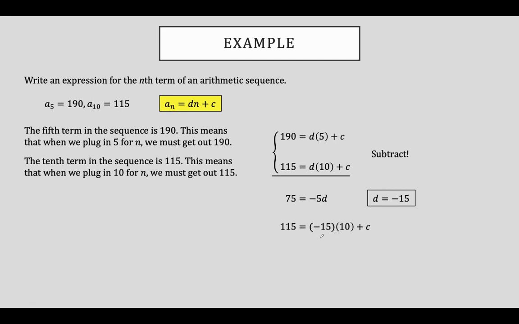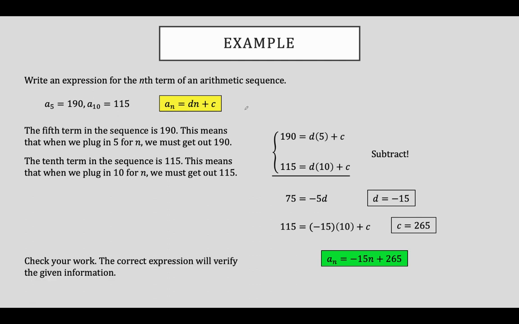115 is equal to -15 times 10 plus c. -15 times 10 is -150. I add 150 to both sides, giving me c is equal to 265. And now that we have c and d, we can substitute those into our equation. A subscript n is equal to -15n plus 265. Again, an equals dn plus c, that linear format. Y equals mx plus b.